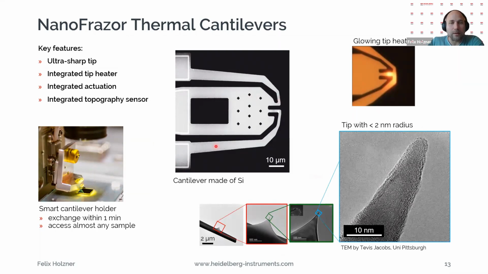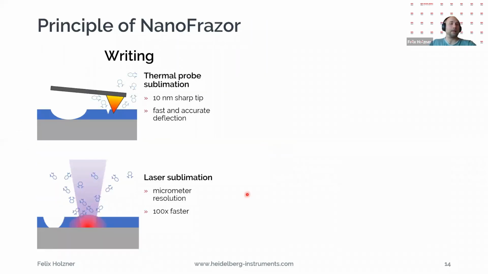Also very important, unlike usual AFM cantilevers, they have an integrated electrostatic actuation to move the cantilever electrostatically very fast and accurately up and down. And also very important to note, we have an integrated sensor sitting here, doing the AFM imaging and also other calibrations. But then in the end, for writing, we use this nanoscale tip, fly over the surface, remove the material, and then you have your pattern in your resist.